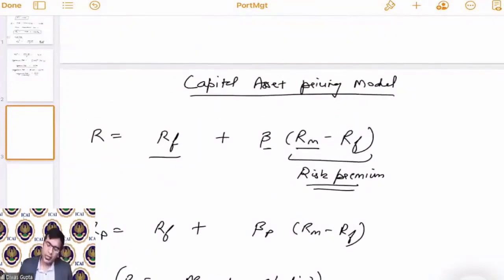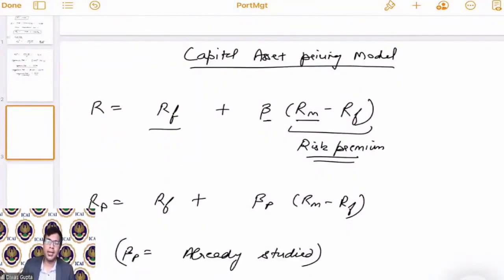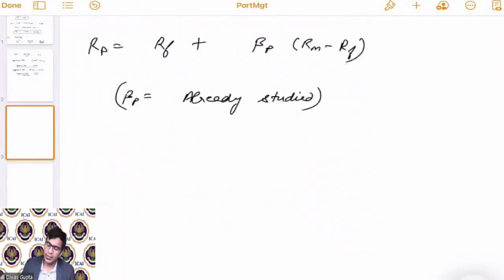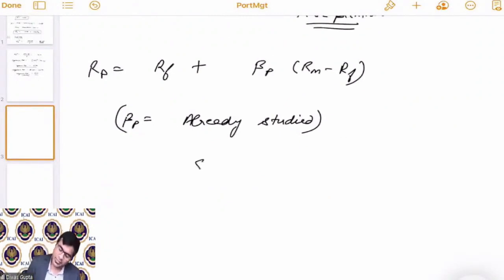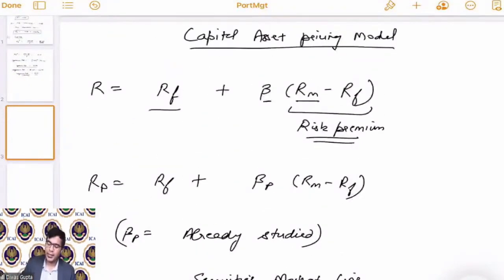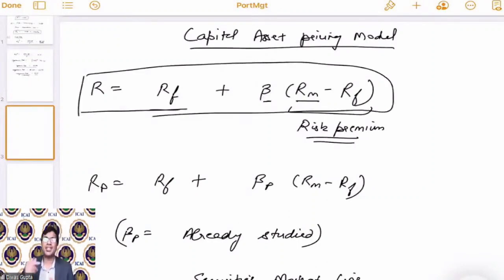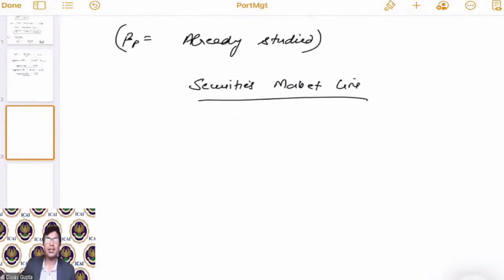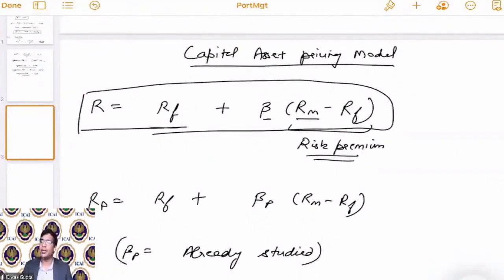And the entire concept given under the CAPM, capital asset pricing model, is also called as securities market line. Although this line we will cover in detail in the next session, this equation can be twisted to form the securities market line that we will study in the next session. Okay.